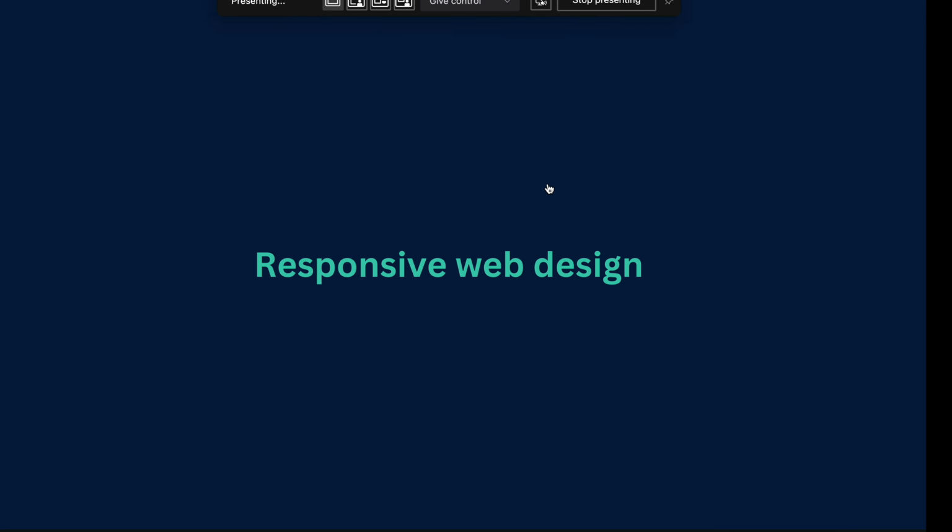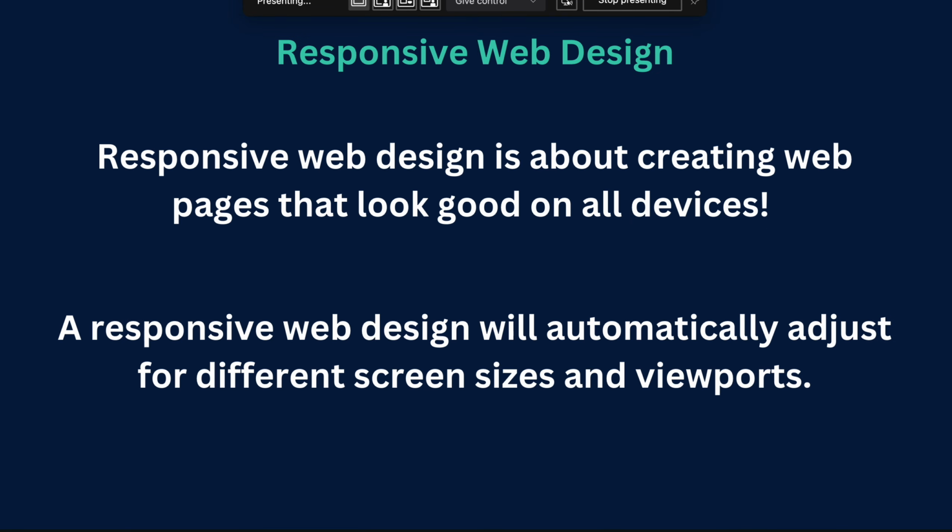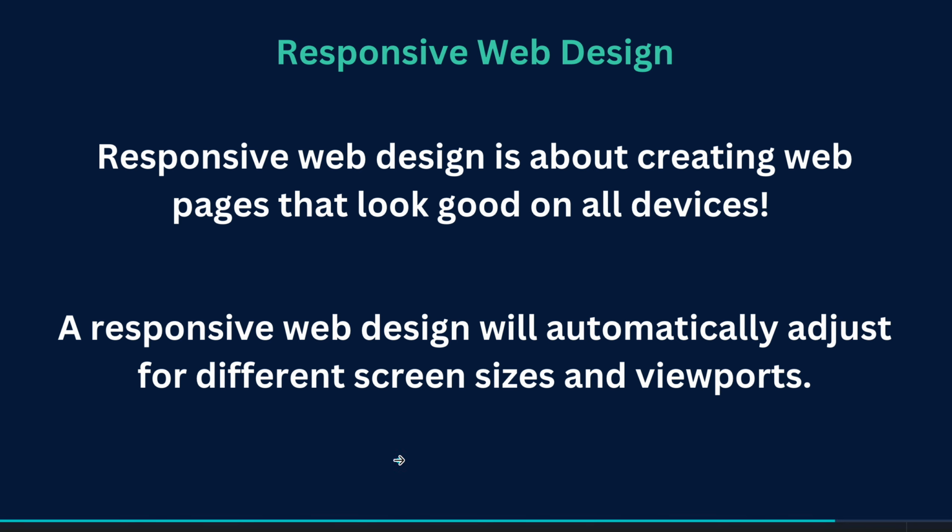Now, I think I've created some content. So I've given some definition here. I think you already understood. Responsive web design is about creating web pages that look good on all devices. A responsive web design will automatically adjust for different screen sizes and viewports. Clear?